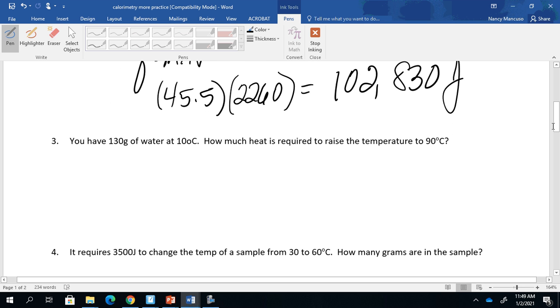All right, moving right along here. And so for every problem, I expect you to do exactly what I'm doing. Write out the formula, show your work, and then solve it. And make sure you always use units for heat.